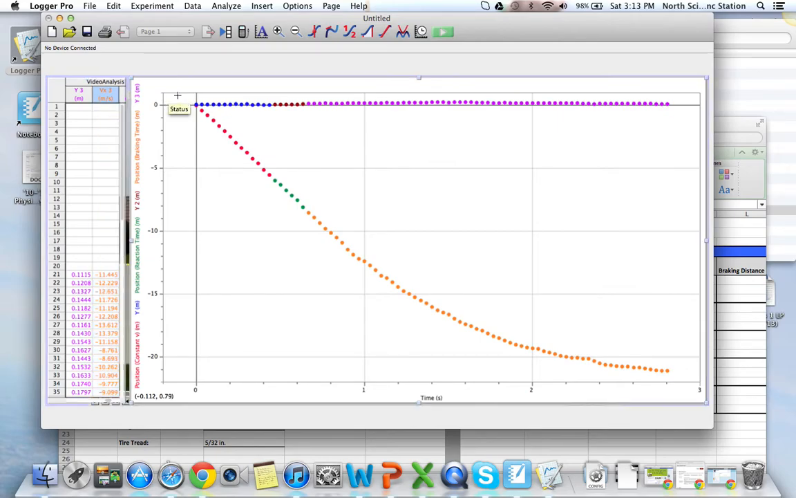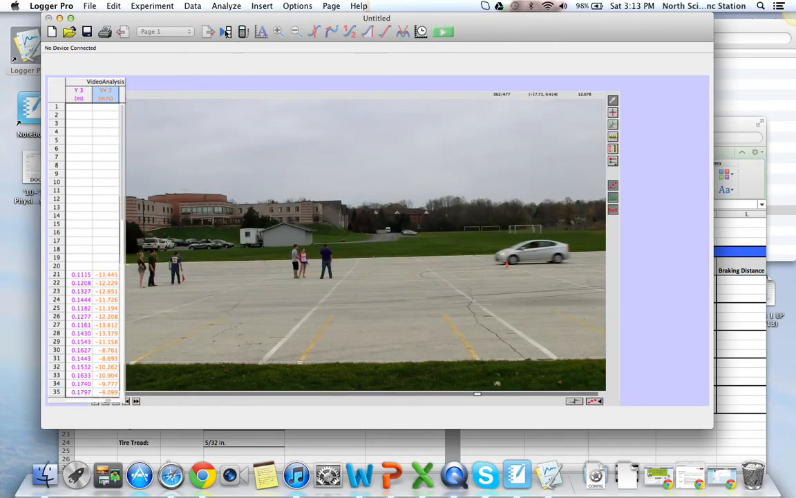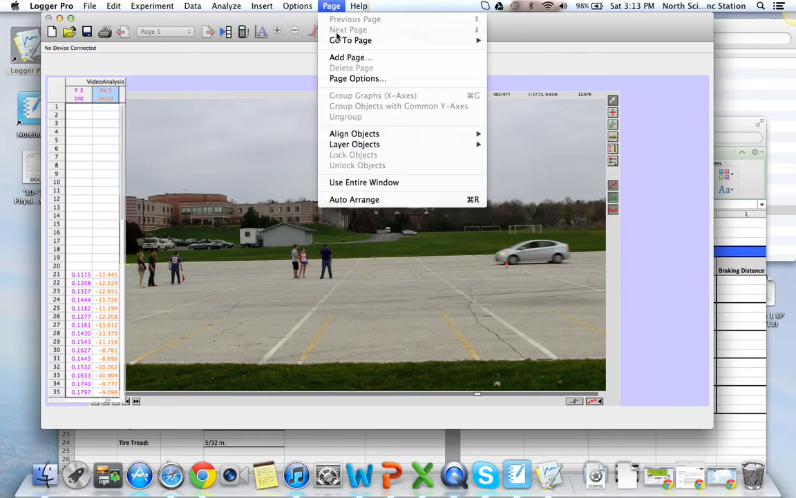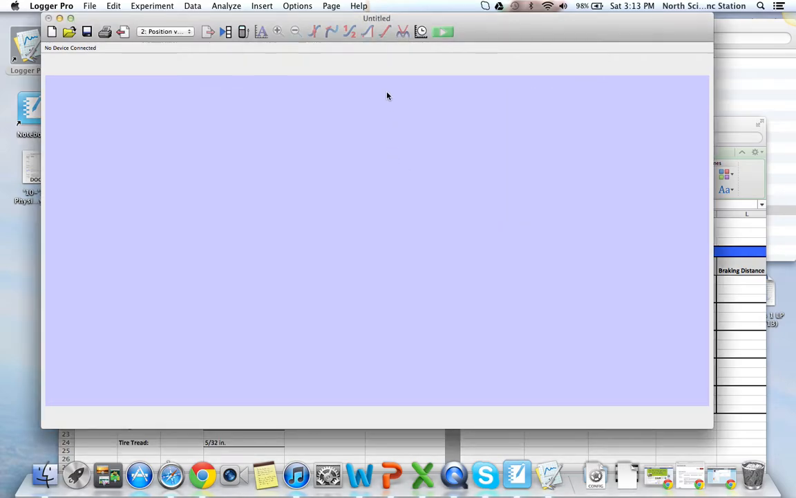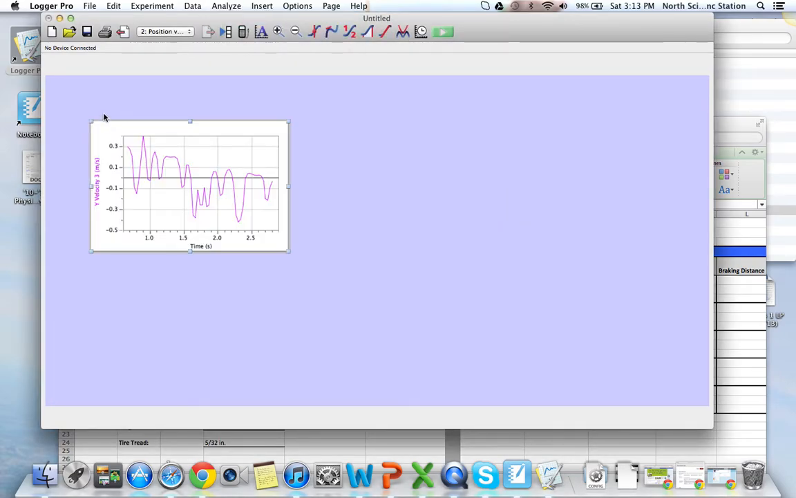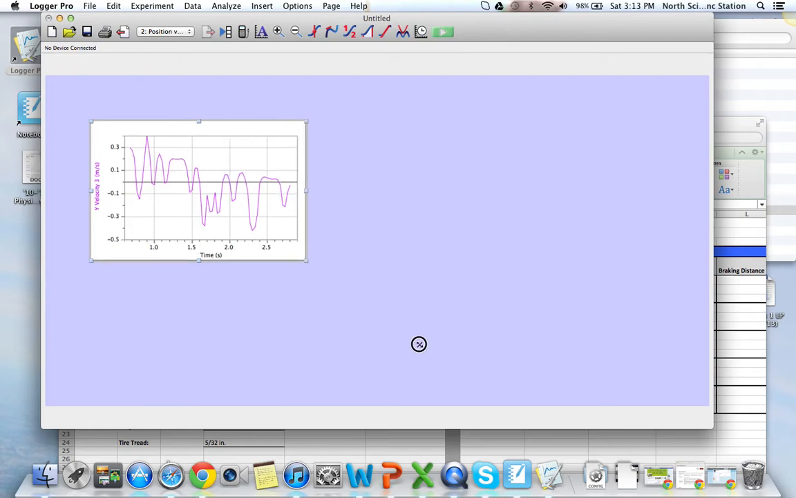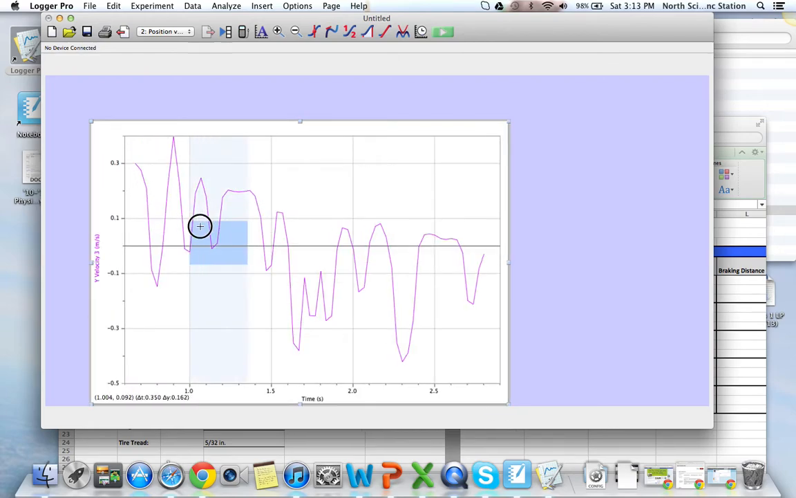Now, what I also did is I got rid of the graph on the first page, and I created additional pages to make it a little easier. So my next page was going to be the position versus time graph. So I went over and inserted a graph. I increased the size of my graph.